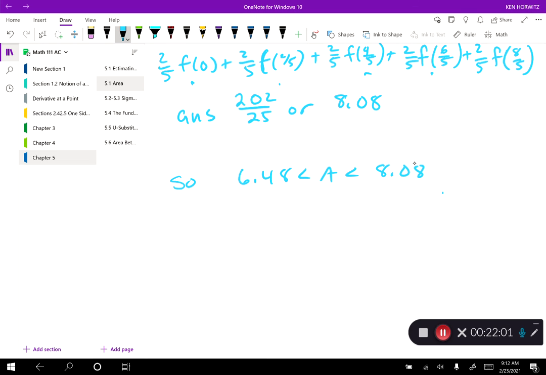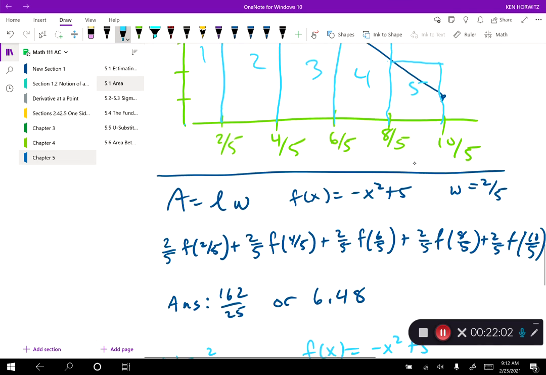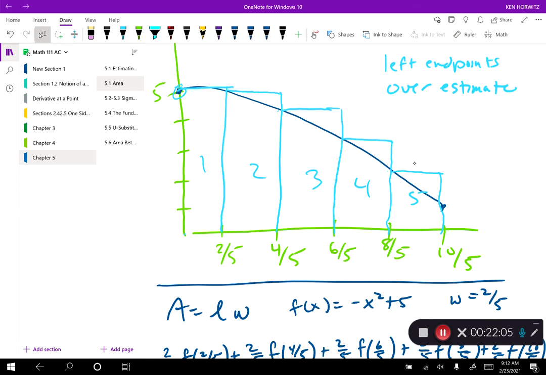Well, you would do that by using more rectangles, because if you notice on our graph, let's say I wanted to put another rectangle like here, right? Then less area would be extra, right?